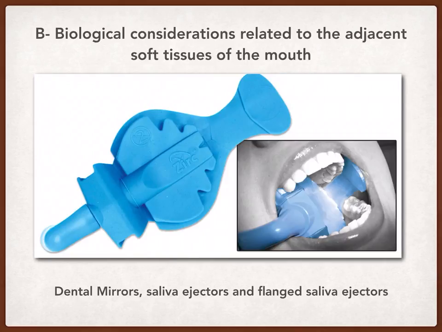The second biological consideration is related to the adjacent soft tissues of the mouth, and when I say the soft tissues of the mouth I mean the tongue and cheeks, and that is simply prevented by the use of the dental mirrors, saliva ejectors, and the flange saliva ejectors.